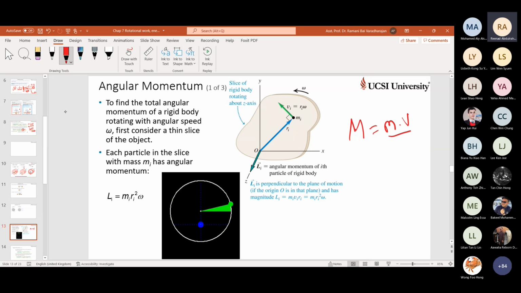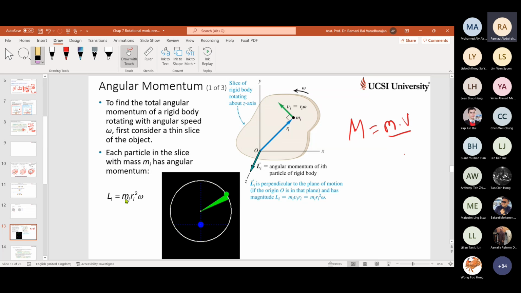The same thing we can replace by M replaced by I and V replaced by omega. Later we will see how it is coined. For now I won't disturb it. Okay, remember this linear momentum M into V.